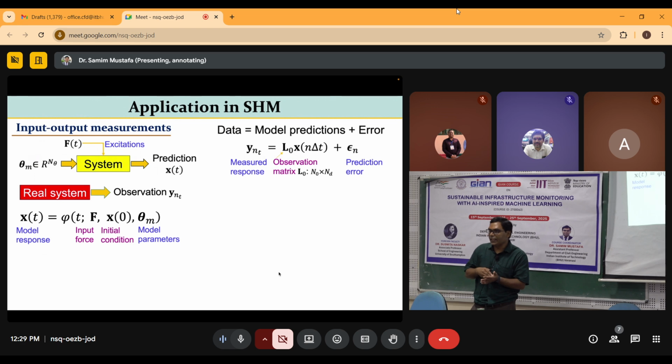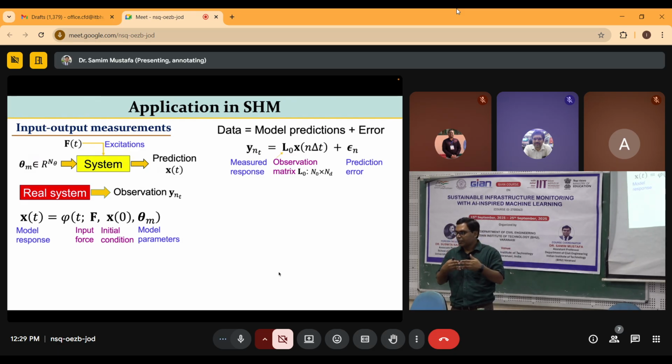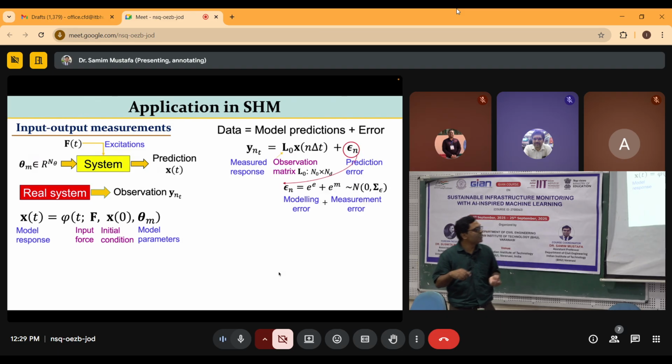This prediction error could be additive, could be multiplicative. If you assume additive, then it is an addition of the modeling error because of incorrect assumptions that we are making while modeling the numerical model, and it could be because of incorrect sensor data. Sensors could have some noise also. Also there could be ambient vibration. So there could be measurement error also, right?